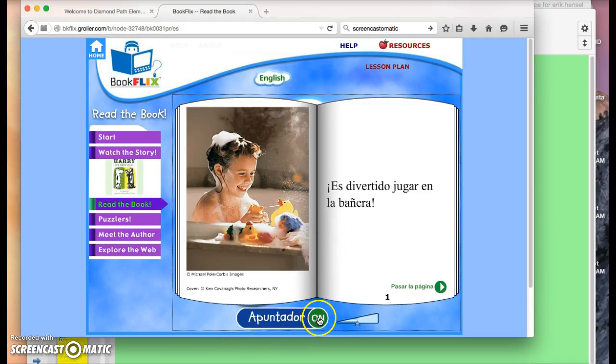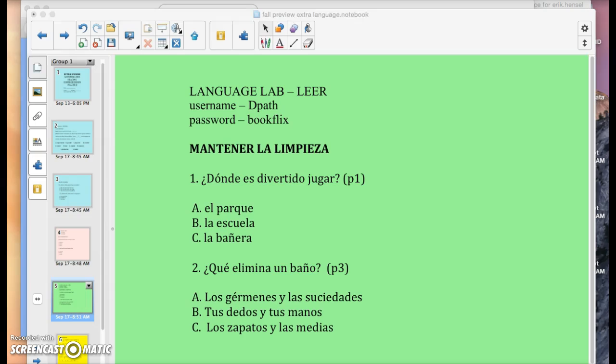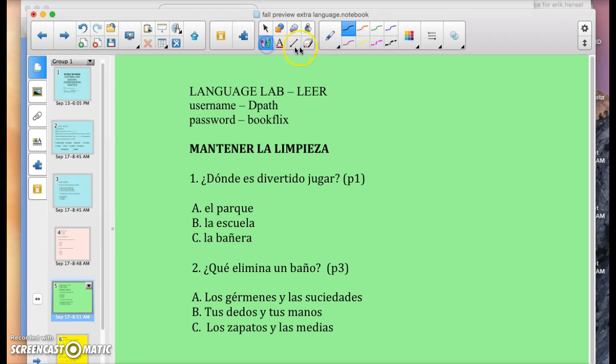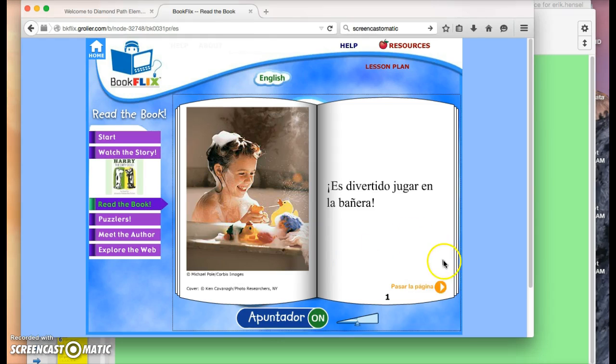And when you get here, if you wanted it read to you, you could actually click on it right here. Es divertido jugar en la bañera. So number one, what would it be? A, B, or C? It's going to be C, la bañera. Okay? Now, let's go to the next page. You can just click on here and it brings you to the next page.